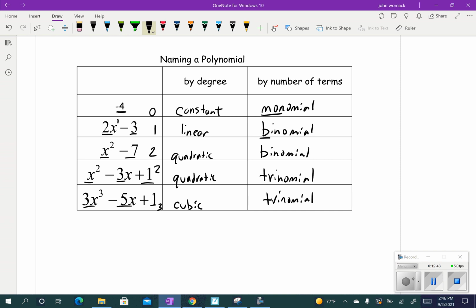Once you get past 3 terms, we're not going to memorize names for them. You can just call it a 4-term polynomial or a 5-term polynomial. Same thing with degree. Once you get past a cubic, we're not going to know names for them. But I do want you to know these. Okay, so I need to classify them by degree and by the number of terms.